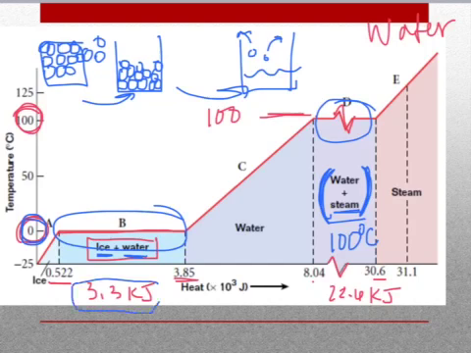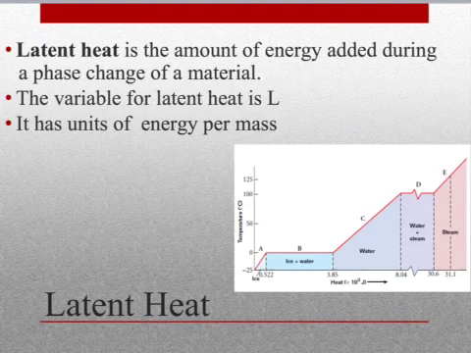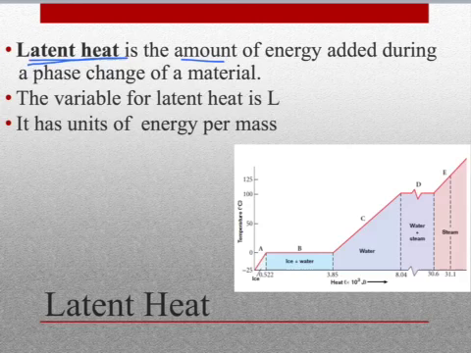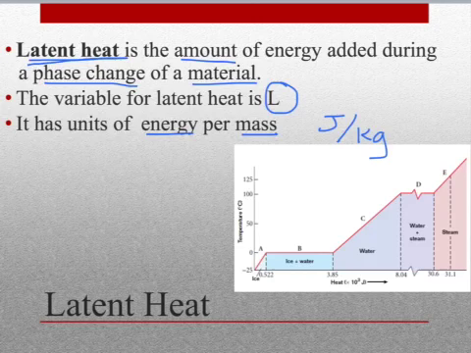So all this energy, we have a specific name for this kind of energy that causes the change of phase, and that is called latent heat. So latent heat is just the amount of energy added during a phase change of any material. We use a variable L as units of energy per mass, which is joules per kilogram. But we actually won't do any calculations with latent heat. But you should know what the variable is, what units it uses, and what the definition of the word is.